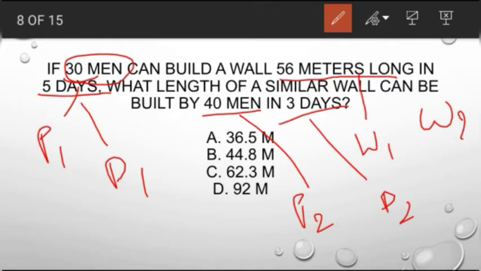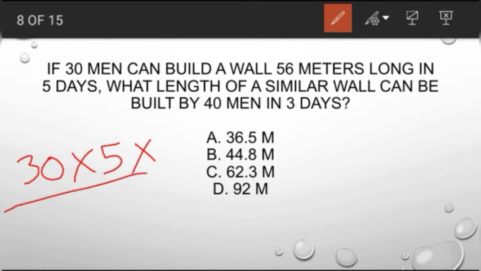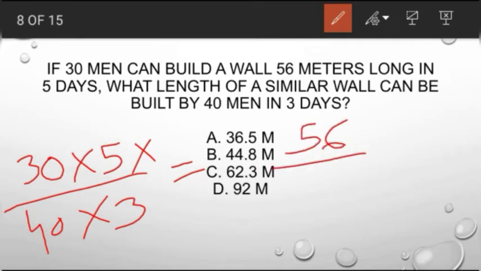Okay. Now substitute all the values. What is P1? 30. How many days? 5 days. There is no hours. Okay, we can skip it. And by how many men? 40. How many days? 3 equals work. What is the work? 56 by X.